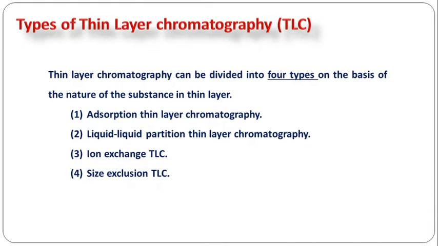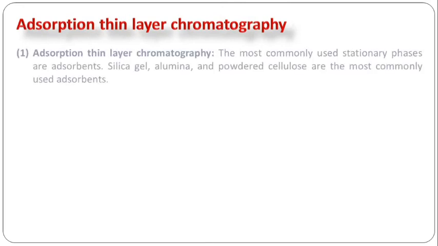Adsorption thin layer chromatography. Second one is liquid partition thin layer chromatography. Third one is ion exchange thin layer chromatography, and fourth one is size exclusion thin layer chromatography. Now in the next slide we will learn one by one ते कसे तयार करायचे आणि त्याचे ॲप्लिकेशन्स काय. Because according to these solid materials, substances which form a thin layer on the plates, their uses are also different. First we will see adsorption thin layer chromatography.